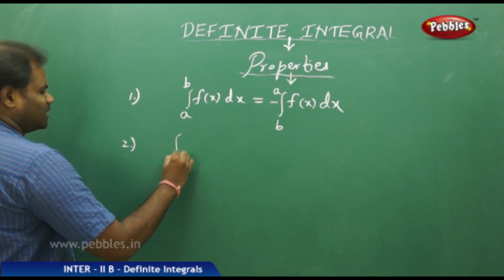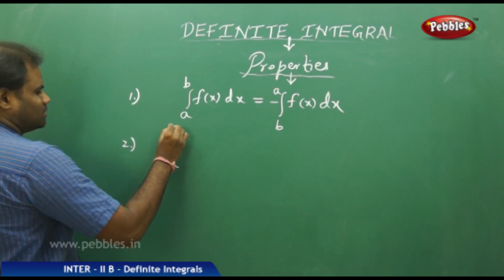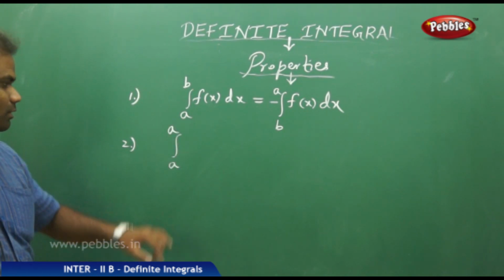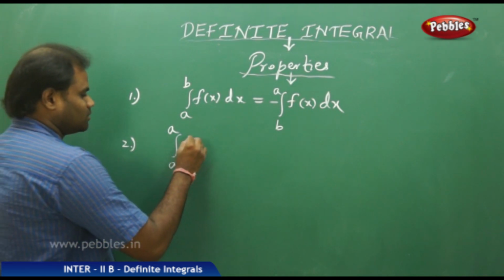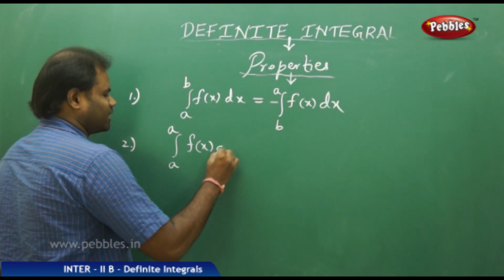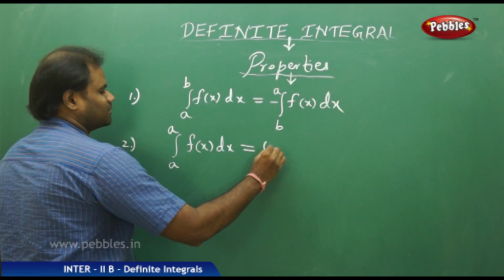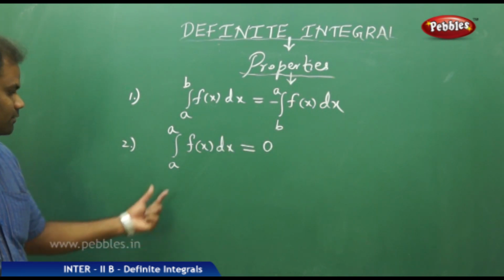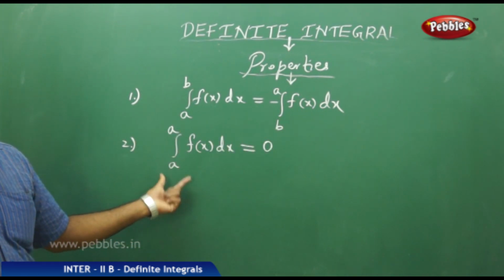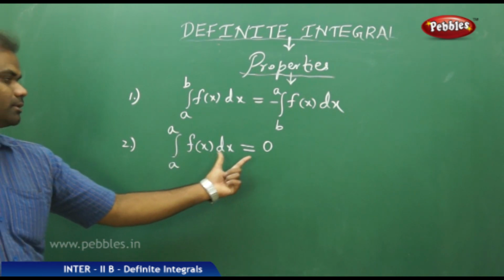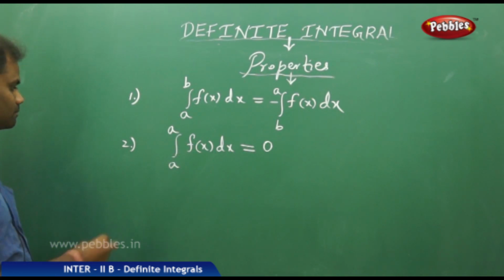Next, if the lower limit coincides with the upper limit for any function f of x dx, then that definite integral will always be 0. If the lower and upper limits are equal, then the integral is equal to 0.